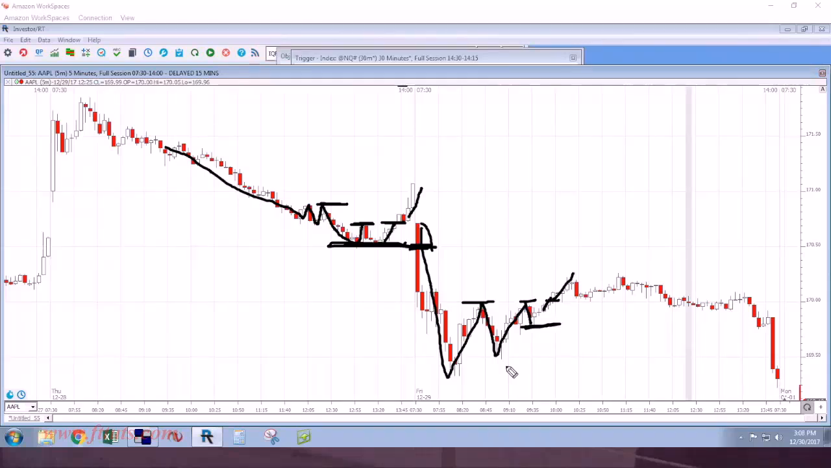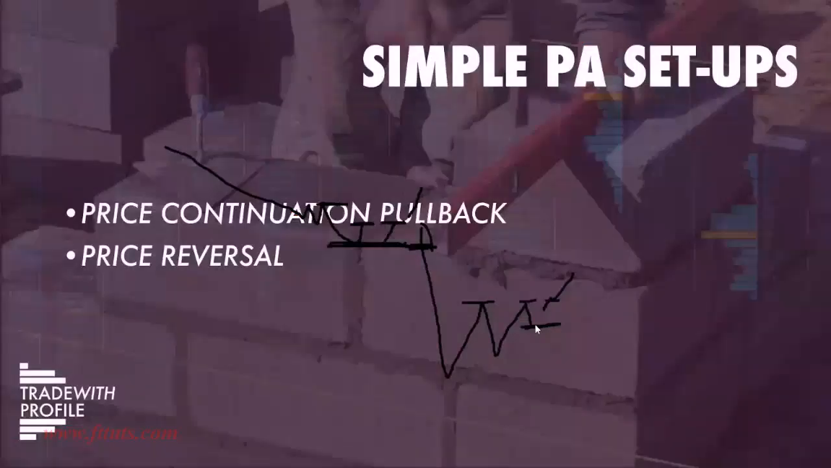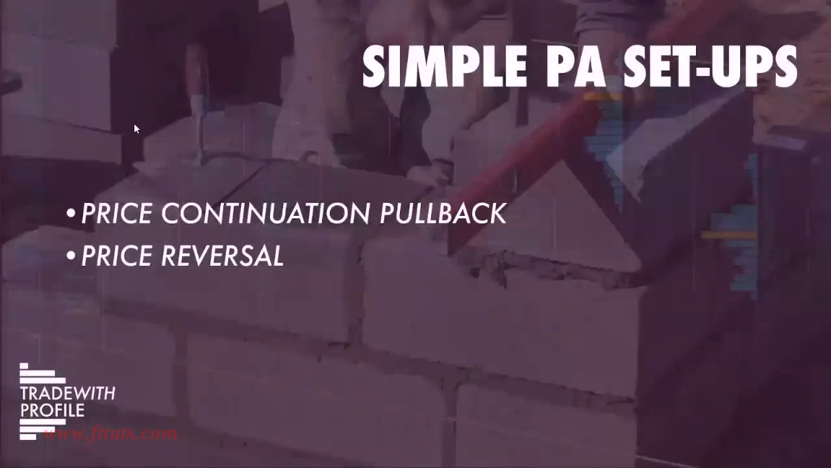Right? These are not the best setups, but this is where you start. There's additional context that you can add to this as we add additional tools. We look at this, but this is where you start. So the first one is a price continuation. The second is a price reversal.